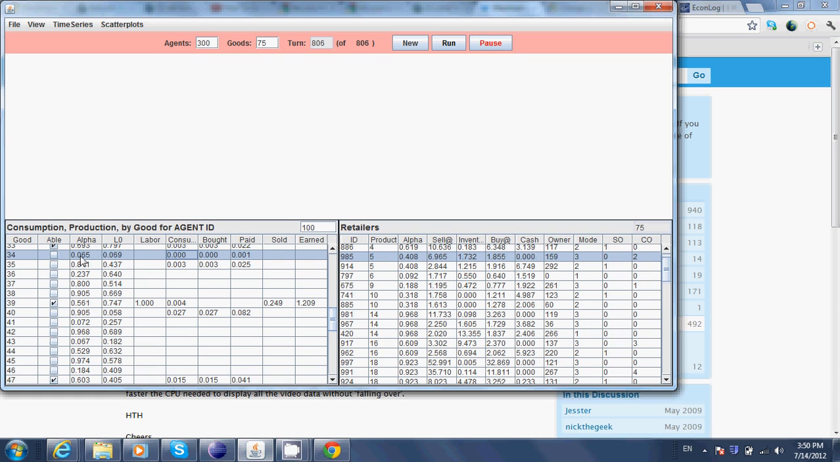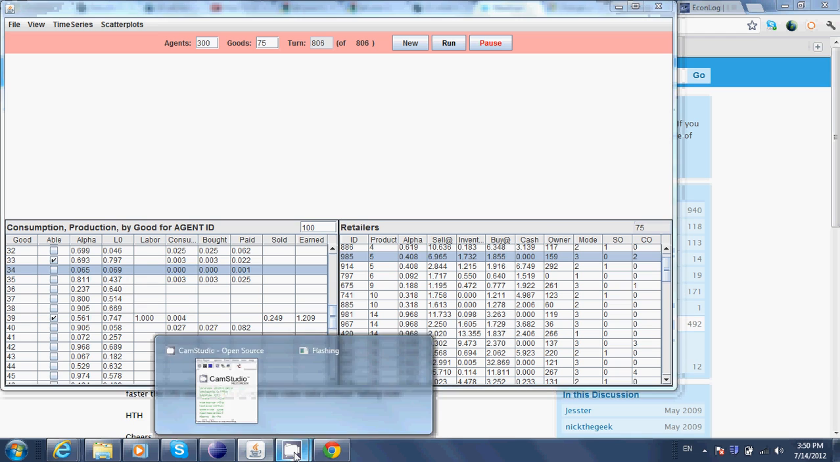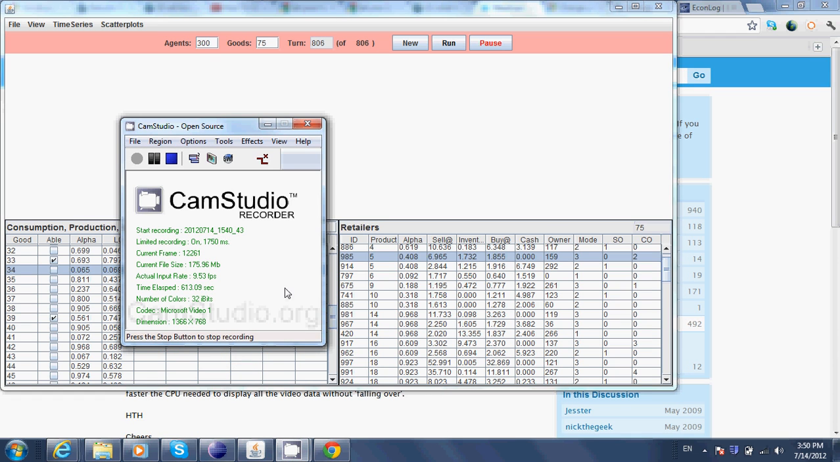And if you look at these, it'll be sort of related. It tends to be sort of related to what a good costs, but it's also related to the price. Anyway, I'm probably out of time.